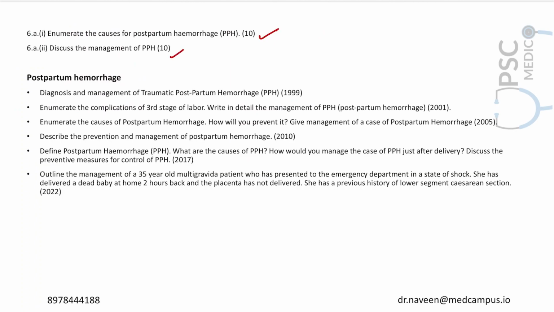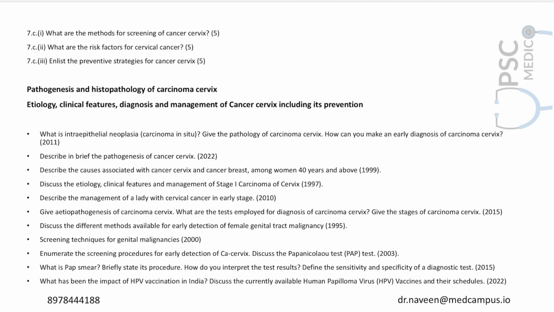So enumerate the causes of PPH and discuss the management of PPH. So look at the repeat percentage. But here the causes you have to elaborate. Okay, the PPH causes, atonic PPH and traumatic PPH. What happens in atonic PPH? Why is there atonicity? What happens in traumatic PPH? And why it is important to do active management of the third stage of labor, right? Very important. Active management.